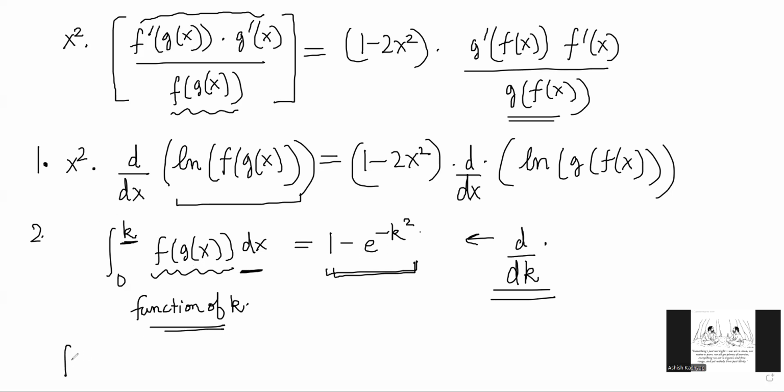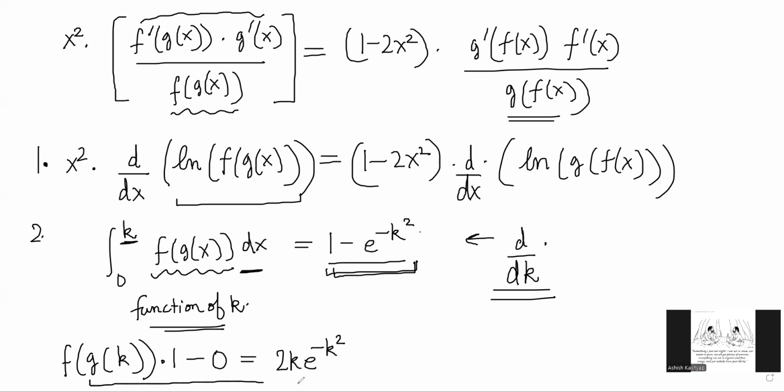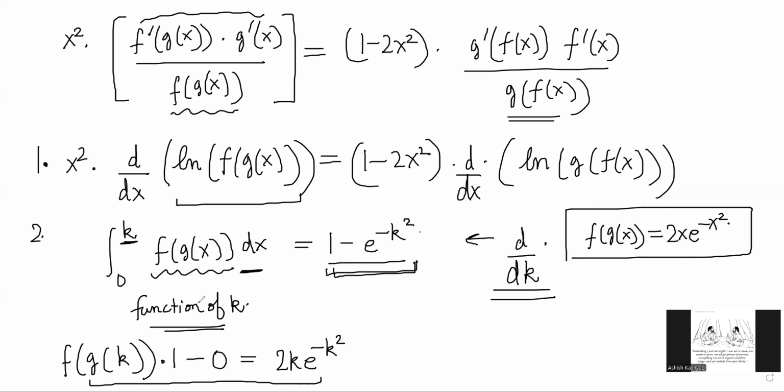If you do that, you will get f of g of k by the Newton-Leibniz rule multiplied by 1 minus 0, is equal to the derivative of this side, which is the derivative of minus k square, that is minus 2k. So it becomes 2k into e power minus k square, right? That immediately solves almost the entire problem for us because it tells us what f of g of x is. f of g of x is 2x e power minus x square. One simple differentiation gives us f of g of x, right?